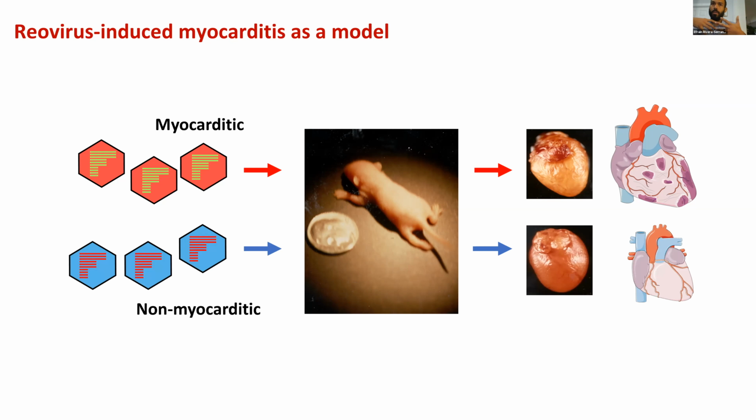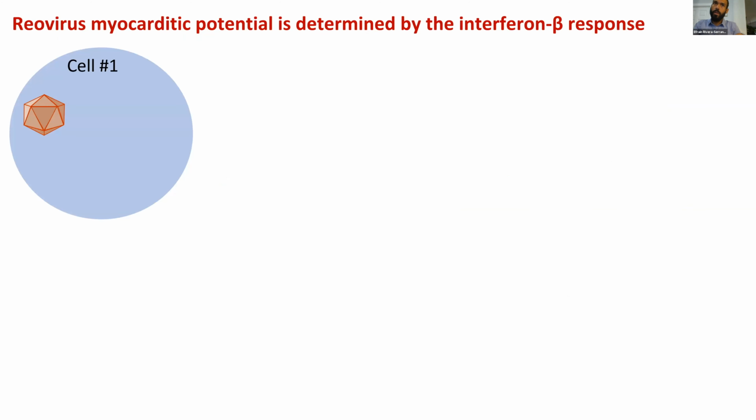So it allows us to find determinants, both from the virus and the host side, of what is determining whether a virus is causing disease or not. We're talking about the exact same virus, just with some genetic differences. And so what we know is that the potential for this virus to cause cardiac lesions is determined by what we call the interferon response.